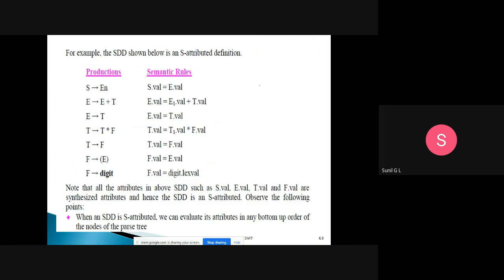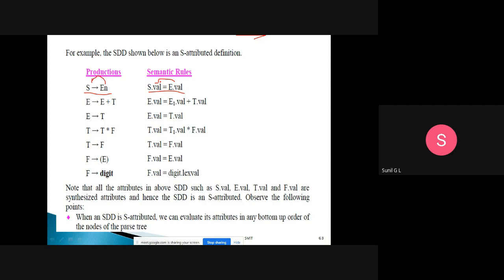We already constructed the parse tree for this. So S tends to E n, and S dot val is equal to E dot val. That E dot value is copied to S dot value. That is, the body of the production's value is copied to the head of the production.